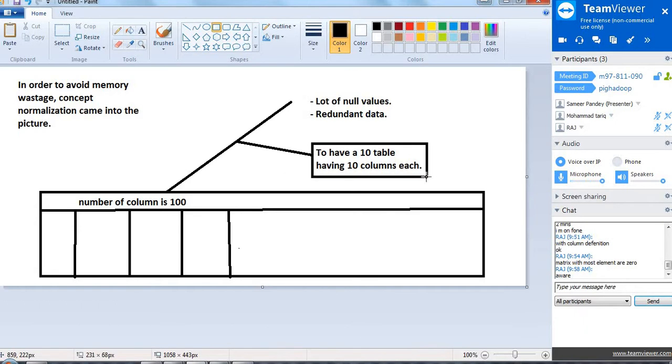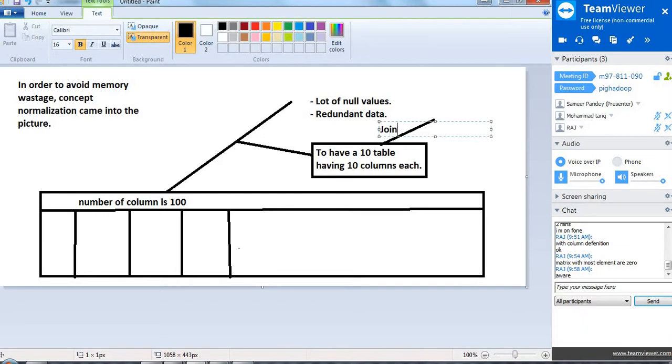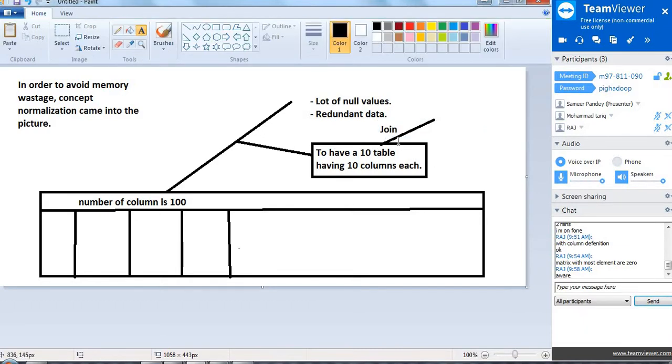So when I have 10 tables of 10 columns, what do we need to do next? We have to perform the join operation. When I say join, performance got impacted, but performance was really not our concern. Our concern was to save memory in the late 90s, right? So then we perform a join to get our result.